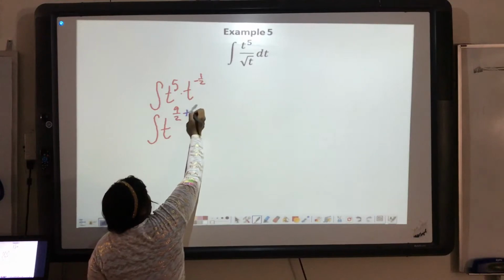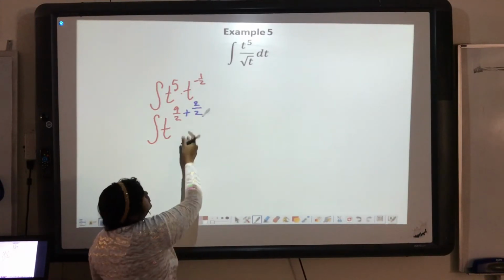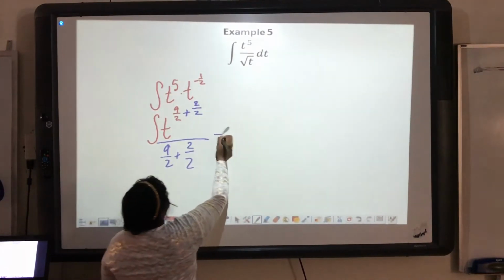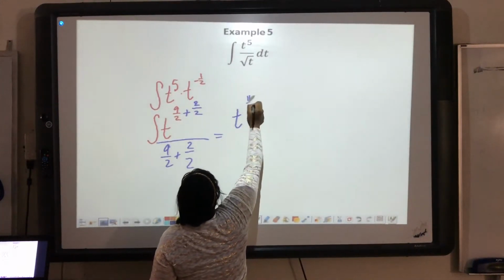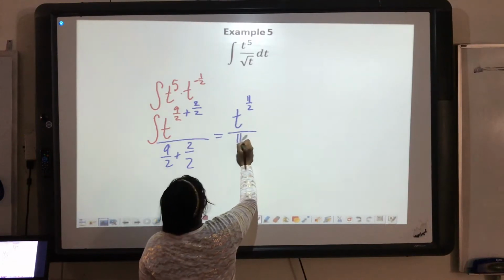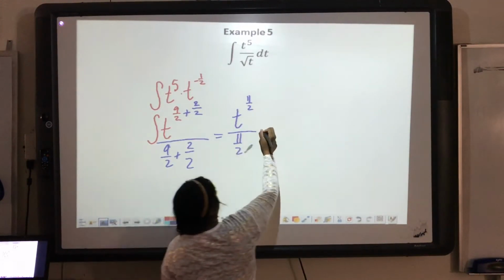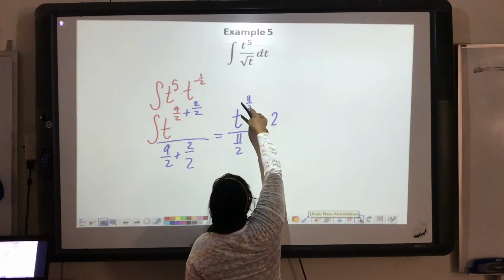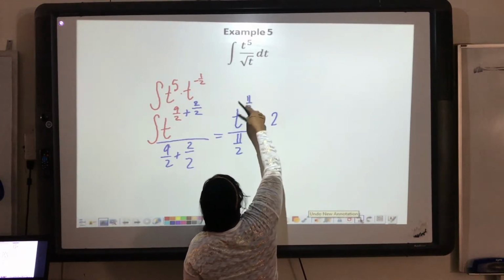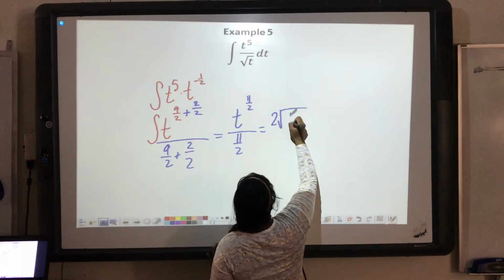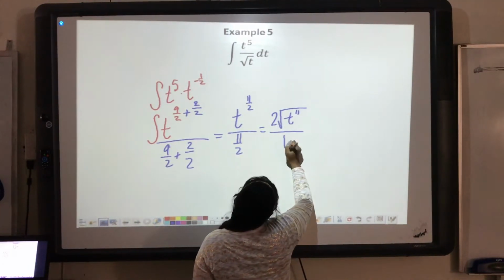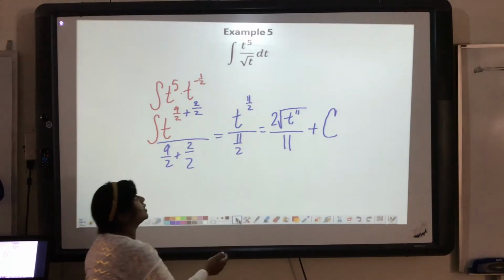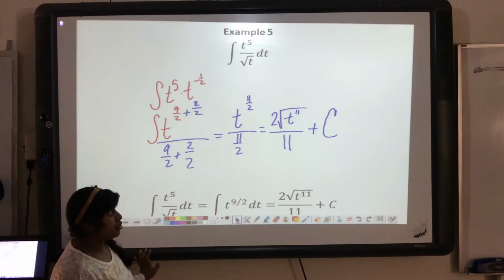So step 1, we're going to add 1 in the form of 2 over 2 all over our new exponent. This now becomes t to the 11/2 all over 11/2. I flip this, drag it to the front. That becomes 2. Let's go ahead and change this. This is t to the 11th, and this is my square root, so it becomes 2 times the square root of t to the 11th over 11 plus c. Is that correct? It sure is.